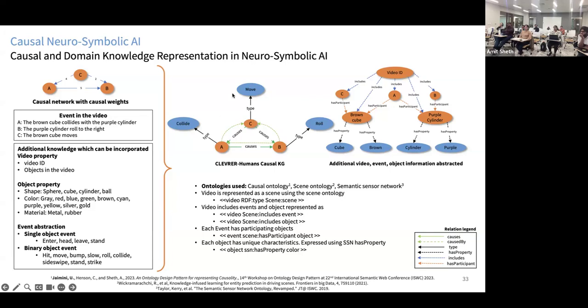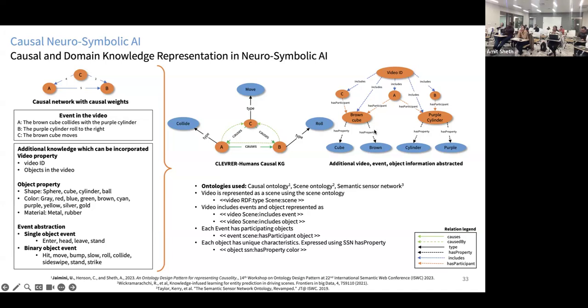It would have other properties. So C is a type of a move event, A is a type of a collide event, B is a type of a roll event. And then you have additional properties: if the object is the brown cube, it has a property of a cube. It has this color of brown. And the C event has a participant, the brown cube, and so on.